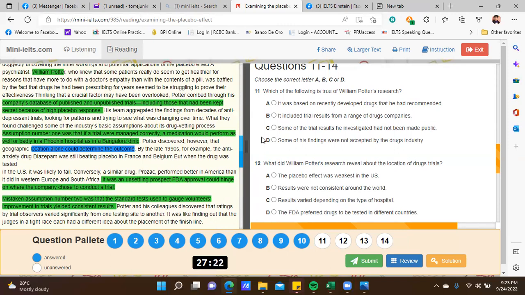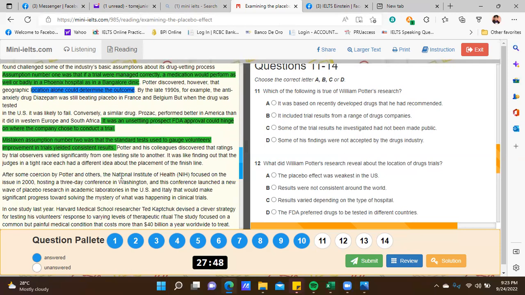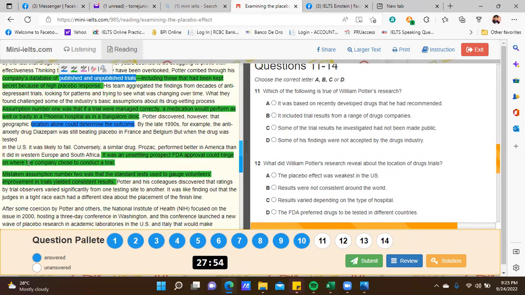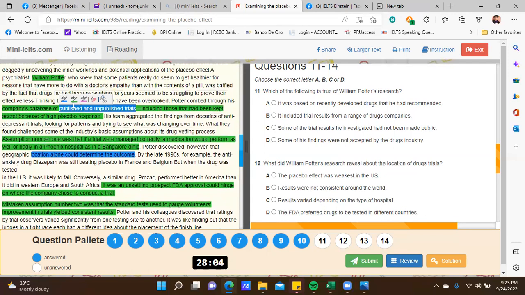But sir, diazepam was mentioned. Well, that's just a drug. Yes, some of the tests investigated had not been made public. Because some are published and some are unpublished. Some of it were not accepted by the drug industry. That's wrong too. It was an unsettling prospect if the approval could hinge on... Oh, no, that's wrong. The answer is that some of the results had not been made public. Published and unpublished trials.